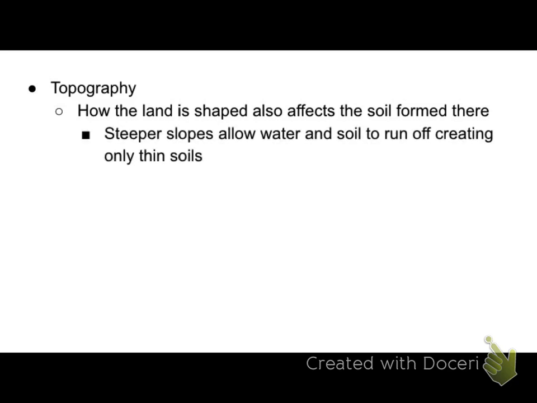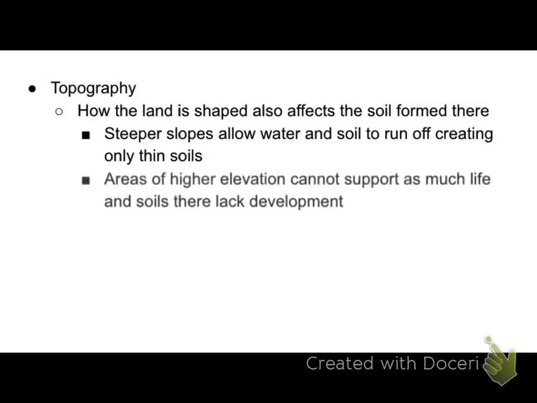For example, if you have a really steep slope, water runs off of that easily, which means you do get a decent amount of weathering, but unfortunately, everything that's weathered is eroded off the side of the slope with the running water. So you wind up with very thin soils on steeper slopes.